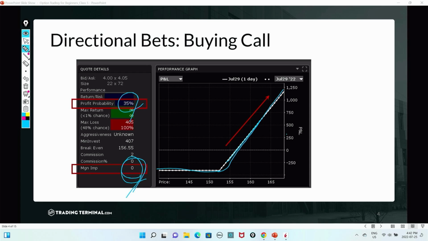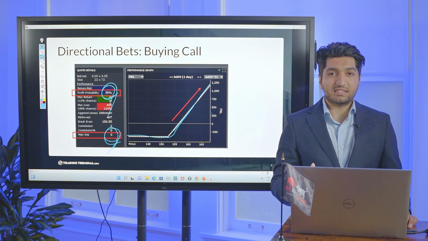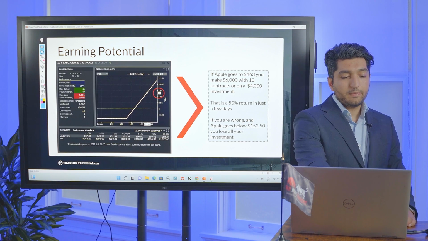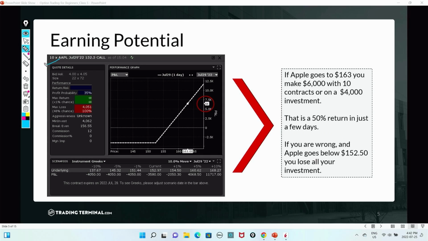Another thing you want to pay attention to is the profit probability. On average, every time you're buying an option, it's a lower probability transaction. So you want to pay attention to that as well. So let's imagine that you believe that Apple is going to go up and you bought 10 contracts of the $152.50 call and you spent about $4,000 on it. So the break-even point is if by the time of expiry Apple moves more than what you paid for that contract, which in this case is about $4 per contract.